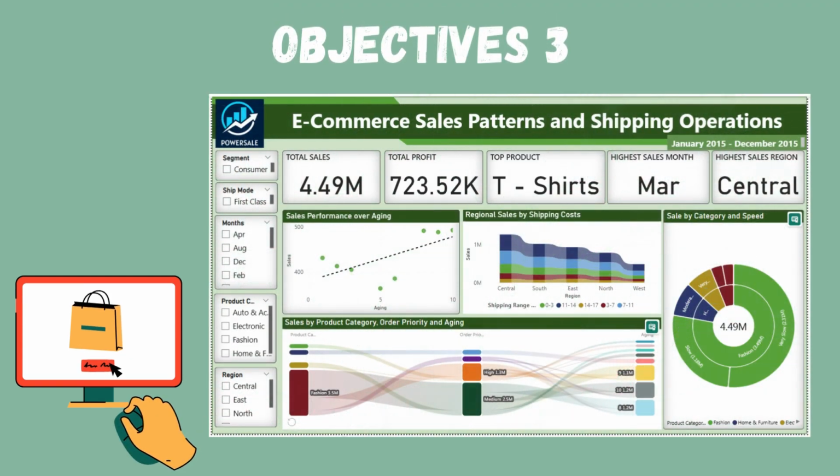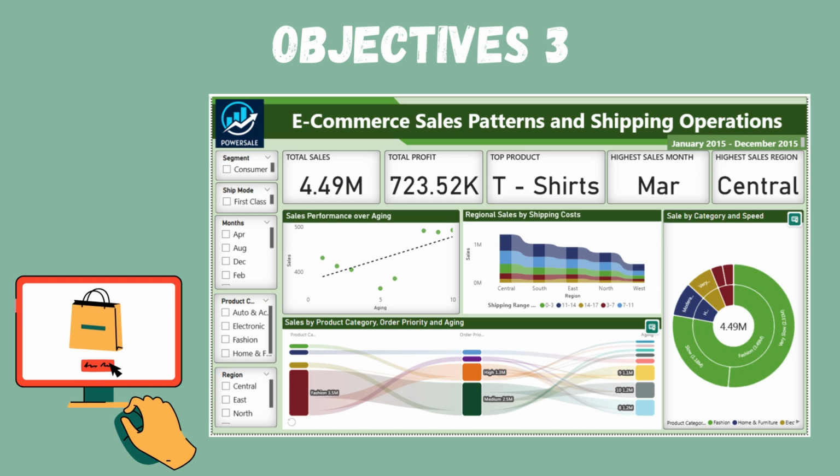Moving to the last dashboard that represents the third objective. The first is a scatter plot. It shows the relationship between product aging and sales value. We see that longer aging often means higher sales because bulk or low priority orders take more time but bring bigger sales. To see how these orders are divided regionally, we look at the ribbon chart.